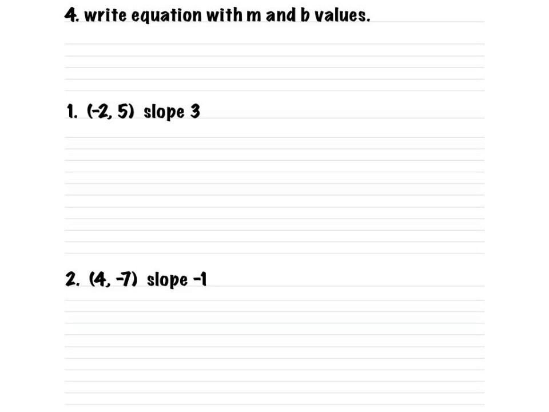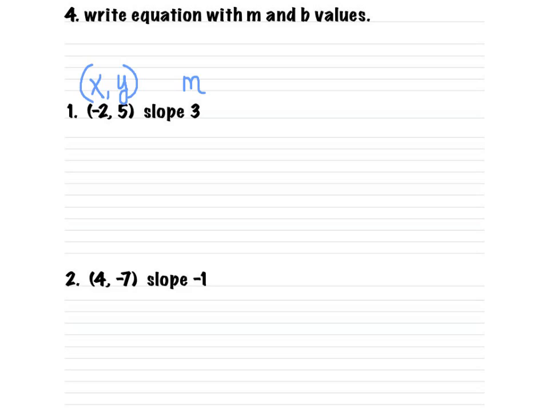Write it down. Number 1. Here's an ordered pair, -2 and 5. -2 is an x and 5 is a y. That's an ordered pair. And your slope is 3. That is represented by the letter m. Okay? Remember your goal. Your goal is to write the equation that goes through this point and has a slope of 3. Goes through -2, 5 and has a slope of 3.